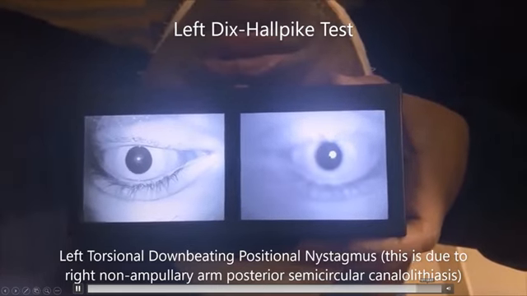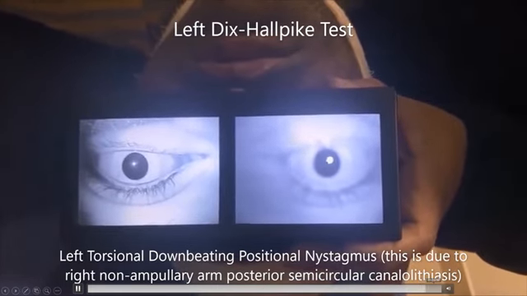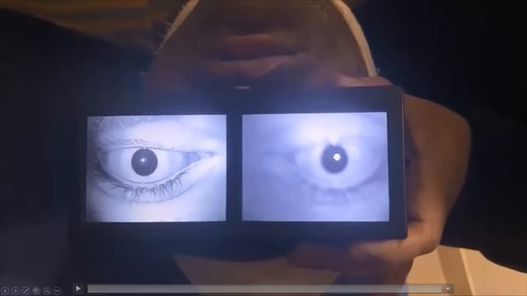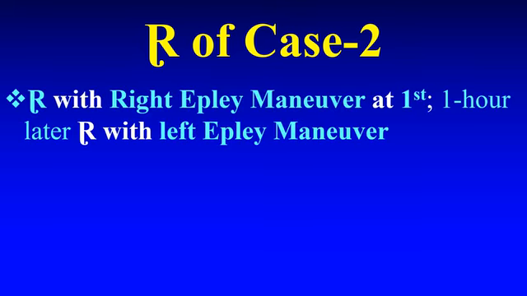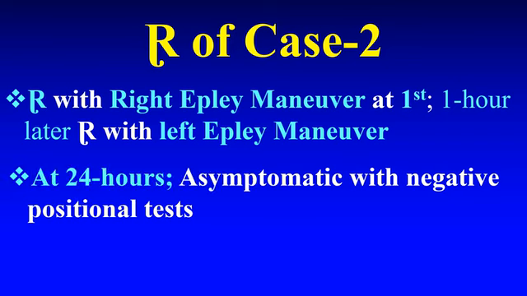Scrolling it forward, so treatment of case 2: treated with right Epley maneuver at first, 1 hour later treated with left Epley maneuver, at 24 hours asymptomatic with negative positional test. So how did the Epley maneuver work on either side?